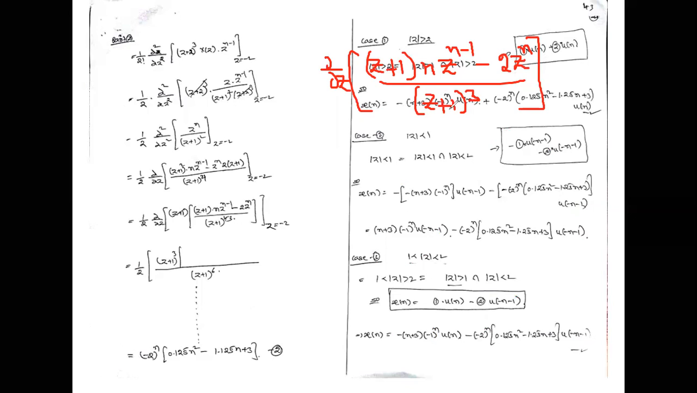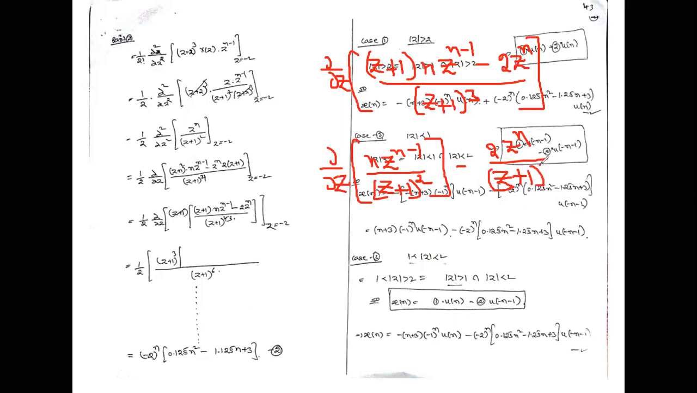Take this function also again. You can write this as ∂/∂z of the first function: n z^(n-1) / (z+1)^2 minus 2 z^n / (z+1)^3.